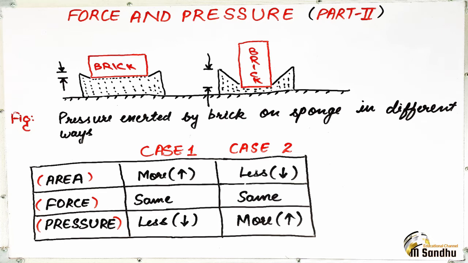We can discuss here two cases. In the first case, when force is the same, the area would be more and the pressure would be less. And in the second case, the force would also be the same, and the area would be less and the pressure would be more. This is the variation of pressure with force and area.